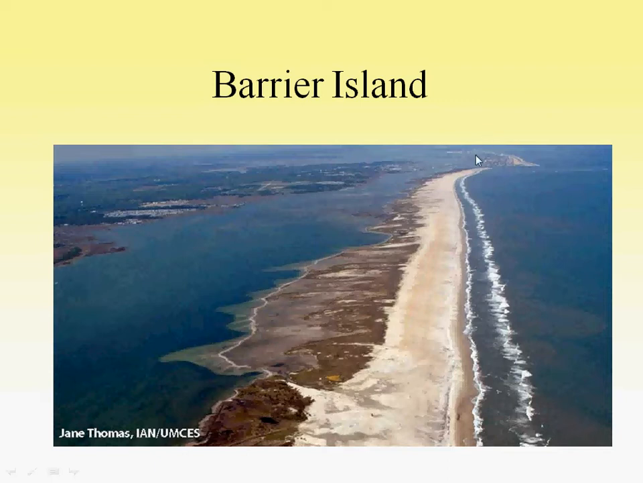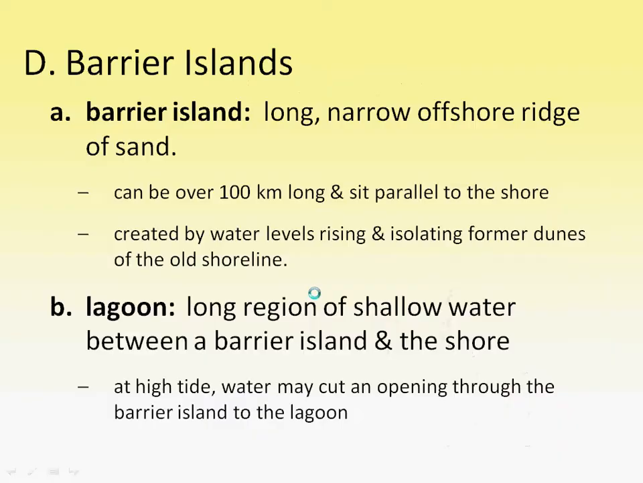This is called a barrier to this area. A lot of times you'll see roads built on top of barrier islands. Sometimes you see houses on barrier islands, but they're the first ones to get it in the case of a hurricane. So, lagoon. A lagoon is really beautiful.